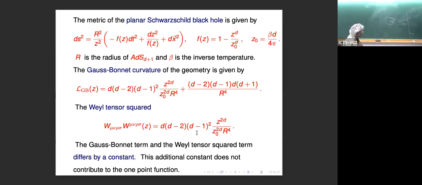Now you see the difference. The Gauss-Bonnet term is the following. There are two terms here: there is a constant, and it doesn't matter what the constant is, and then there is this extra term. The Weyl tensor squared is actually just this. So the Gauss-Bonnet and the Weyl tensor squared in this background differ only by this temperature-dependent term, and this is the constant. The additional constant does not contribute to the 1-point function, as you will see soon in the calculation.